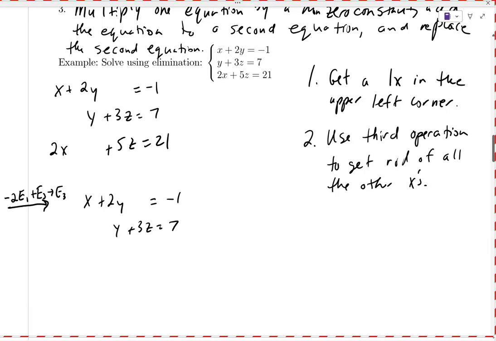So -2 times x is -2x, plus 2x gives me 0, right? -2 times 2y is -4y. Added to 0, we get -4y. -2 times 0 plus 5z gives me a plus 5z. -2 times -1 is 2, plus 21 gives me 23.